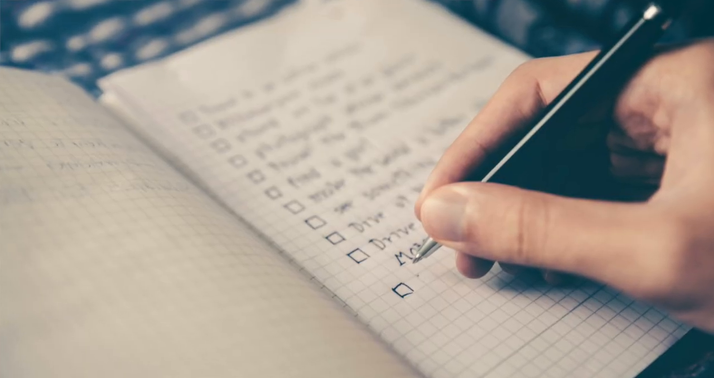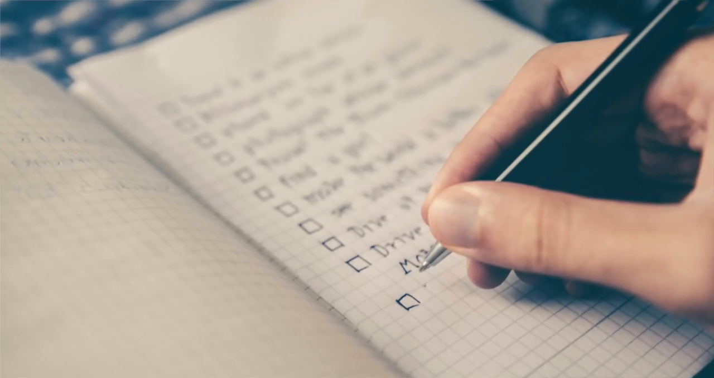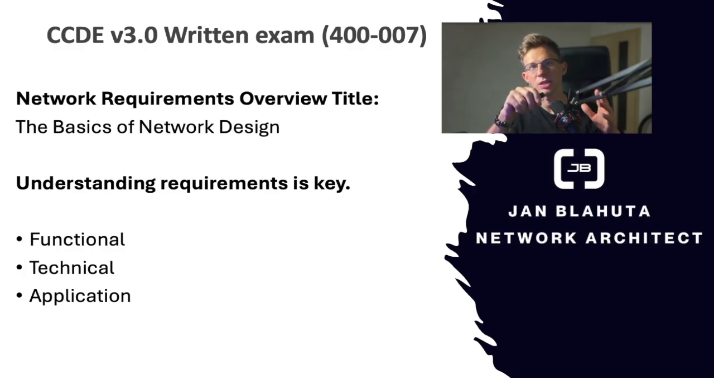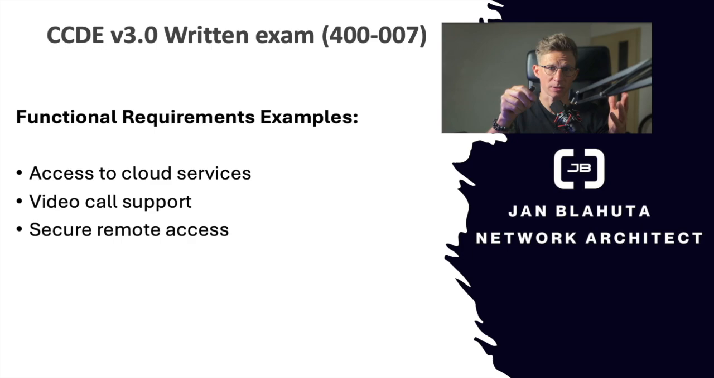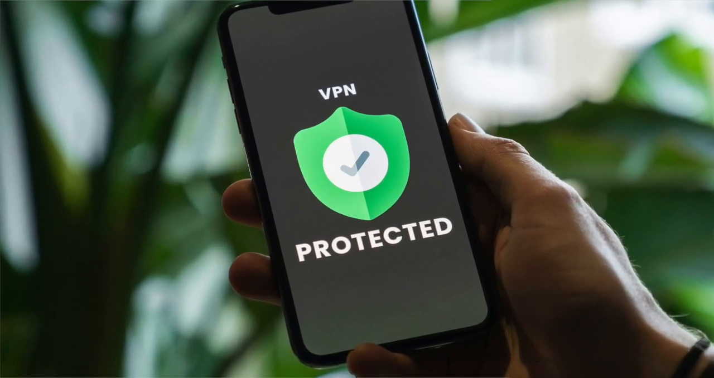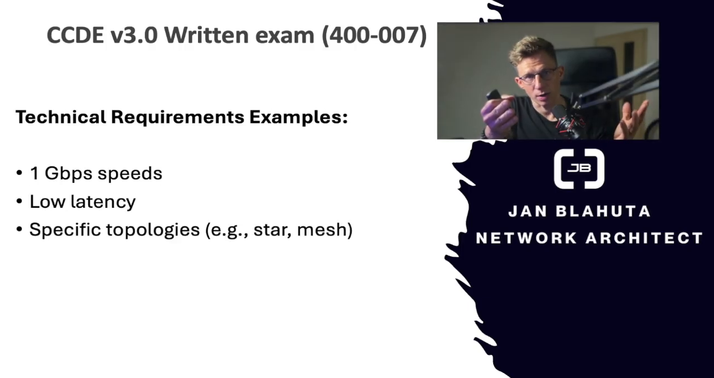The basics of network design, requirements first. Great design starts by identifying clear requirements. These fall into three key categories. Functional requirements. These define what the network must be capable of doing. Example could be employees should be able to connect to cloud services, use video conferencing, and access resources remotely with a secure VPN connection.